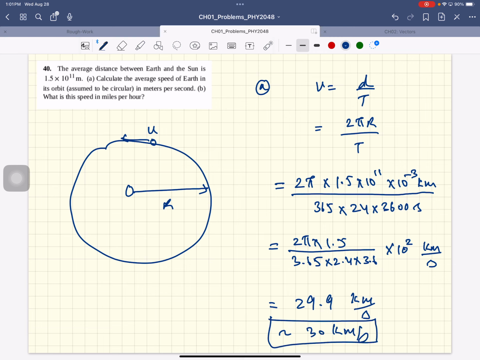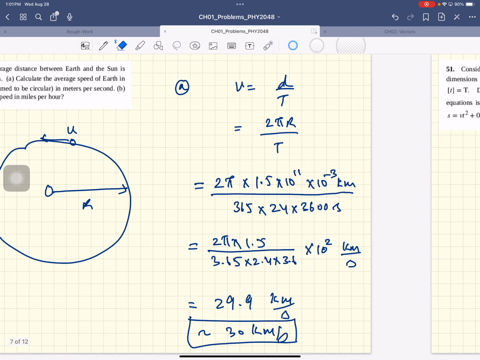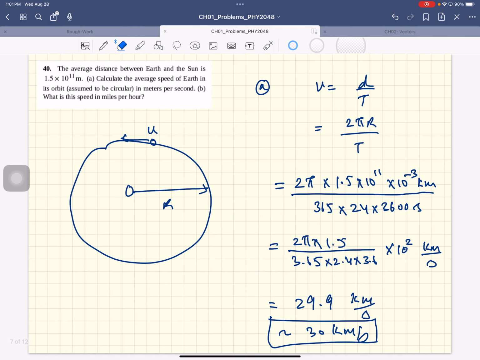So that's a good number to remember. The Earth is traveling at 30 kilometers a second around the Sun. A low Earth orbit object travels about 8 kilometers a second. So if you're flying about 250 miles above the surface of the Earth, that's your speed. The International Space Station is going at about 8 kilometers a second. Any questions on that?